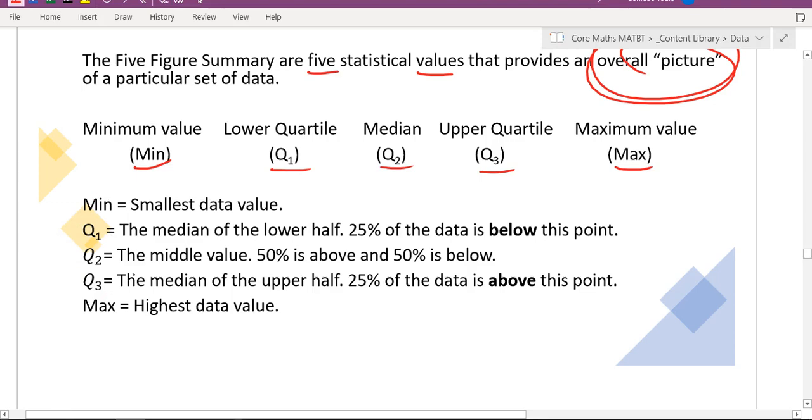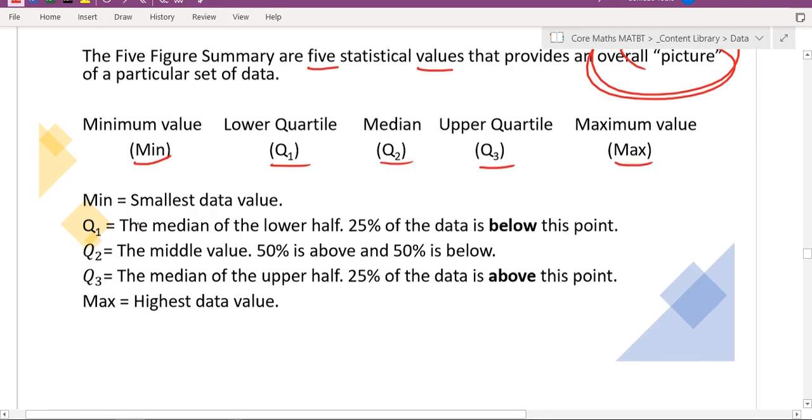Q1 and Q3 are the ones that people get really confused about. Minimum and maximum, really easy: it's just the smallest and the highest number. Median, easy: it's just the middle number. Q1 is the middle of the lower half, so the bottom half, look at the middle. And Q3 is the middle of the upper half of your numbers. So it's all about cutting your data in half.